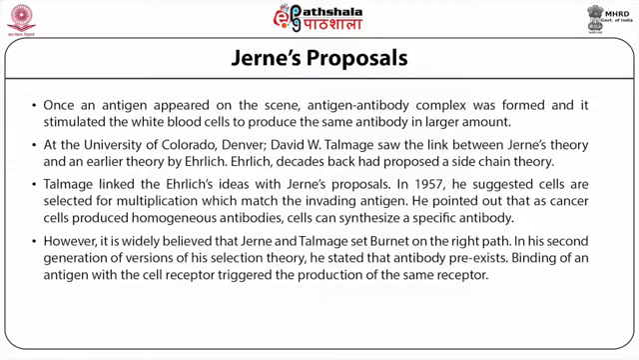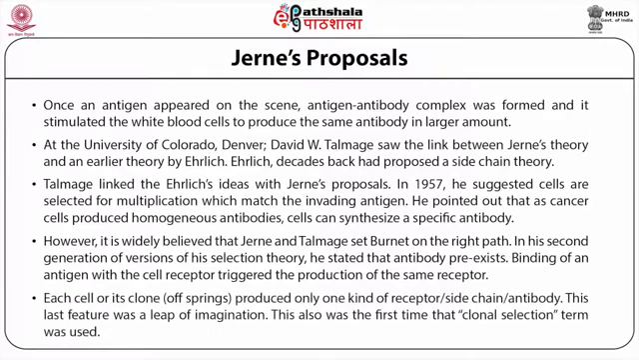In his second version of his selection theory, he stated that the antibody pre-exists. Binding of an antigen with the cell receptor triggered the production of the same receptor. Each cell or its clone, that is offspring, produced only one kind of receptor, side chain or antibody. This last feature was a leap of imagination. This also was the first time that the term clonal selection was used.